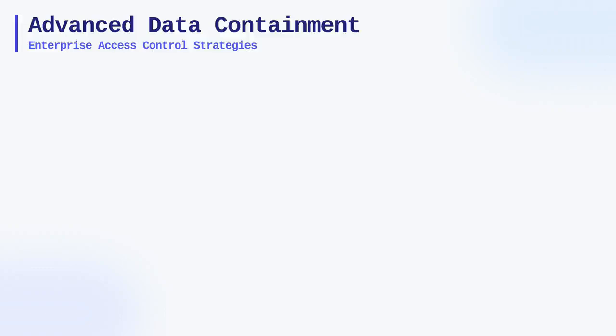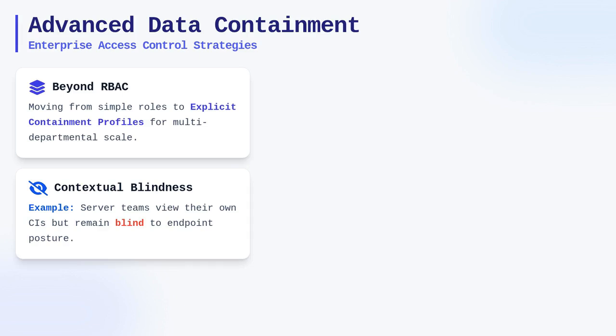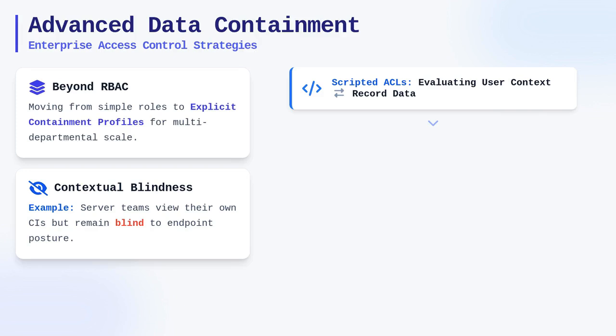The complexity increases when we transition from simple role-based access to explicit data containment profiles, which are often necessary in large, multi-departmental enterprises. You might find yourself in a scenario where a remediation owner in the server team should only view vulnerabilities associated with specific configuration items while remaining blind to endpoint security posture. This necessitates a design where ACLs rely on scripted conditions to evaluate the context of the user against the record being accessed, rather than relying on flat rule checks.